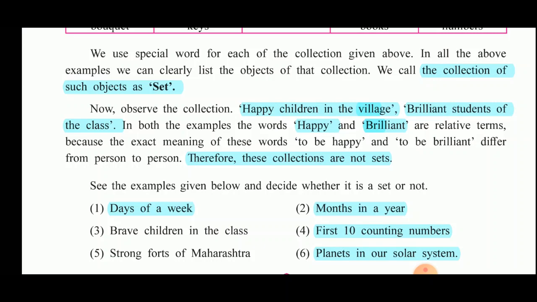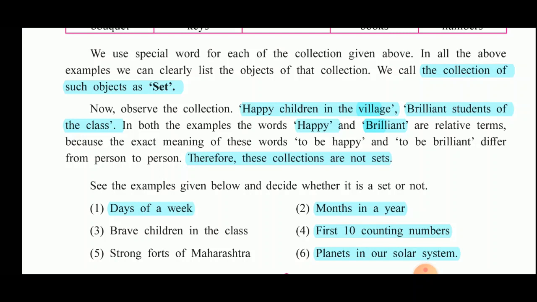Then third one, brave children in the class. Now brave is a relative term because the exact meaning of brave differs from person to person. So the brave children in the class cannot be a set. Then first 10 counting numbers 1, 2, 3, 4, 5, 6, 7, 8, 9, 10. This is a set. Then strong forts of Maharashtra. Strong is also a relative term because that also differs from person to person. So that also cannot be called a set.